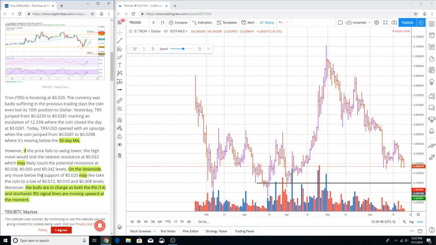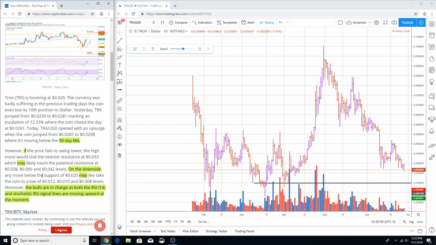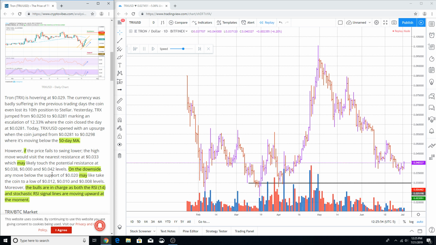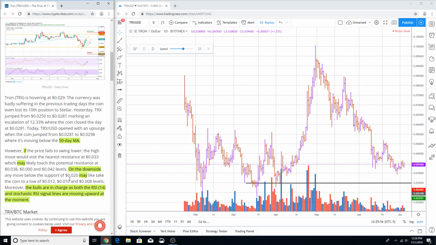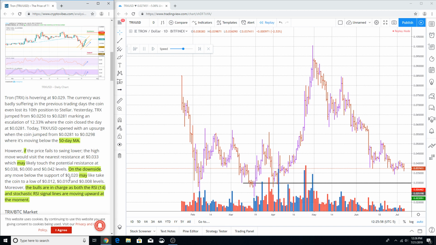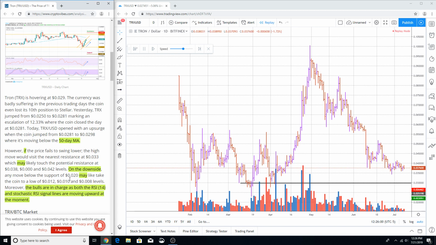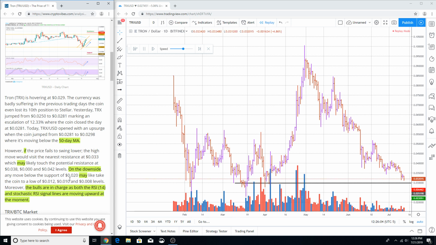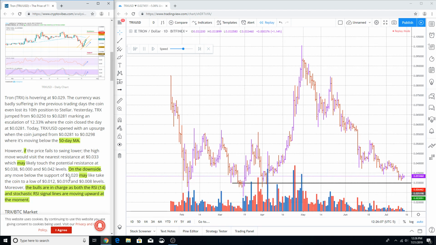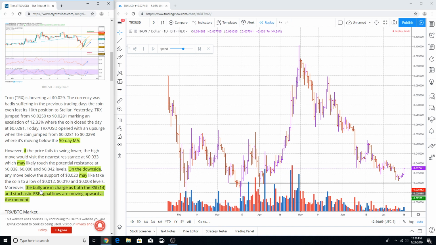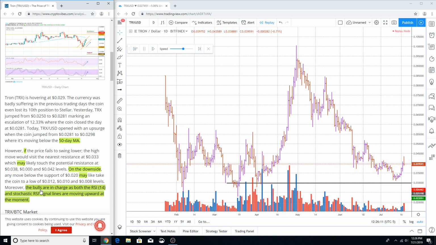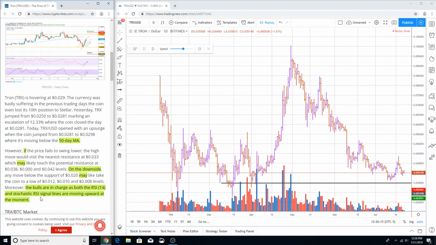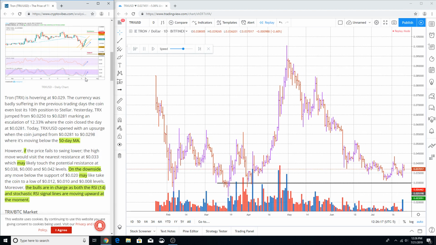And then it gives you another option on the downside. Any move below the support of 0.02 may... So he's giving you hypothetical scenarios as to what the market in Tron can or cannot do, or will not do. The bulls are in charge, as both the RSI and stochastic RSI signal lines are moving upward at the moment. He's talking about right here.